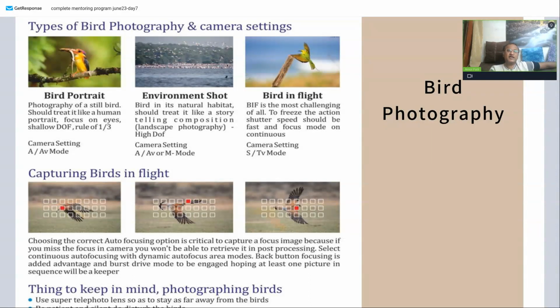So it should be treated like landscape photography. Wide angle, a lot of things in perspective, midground, foreground, background, high depth of field, just as shown in the example here, with a flock of birds. So that is how you treat an environment shot. Again, since you need a high depth of field, you will be using aperture priority or manual mode also.